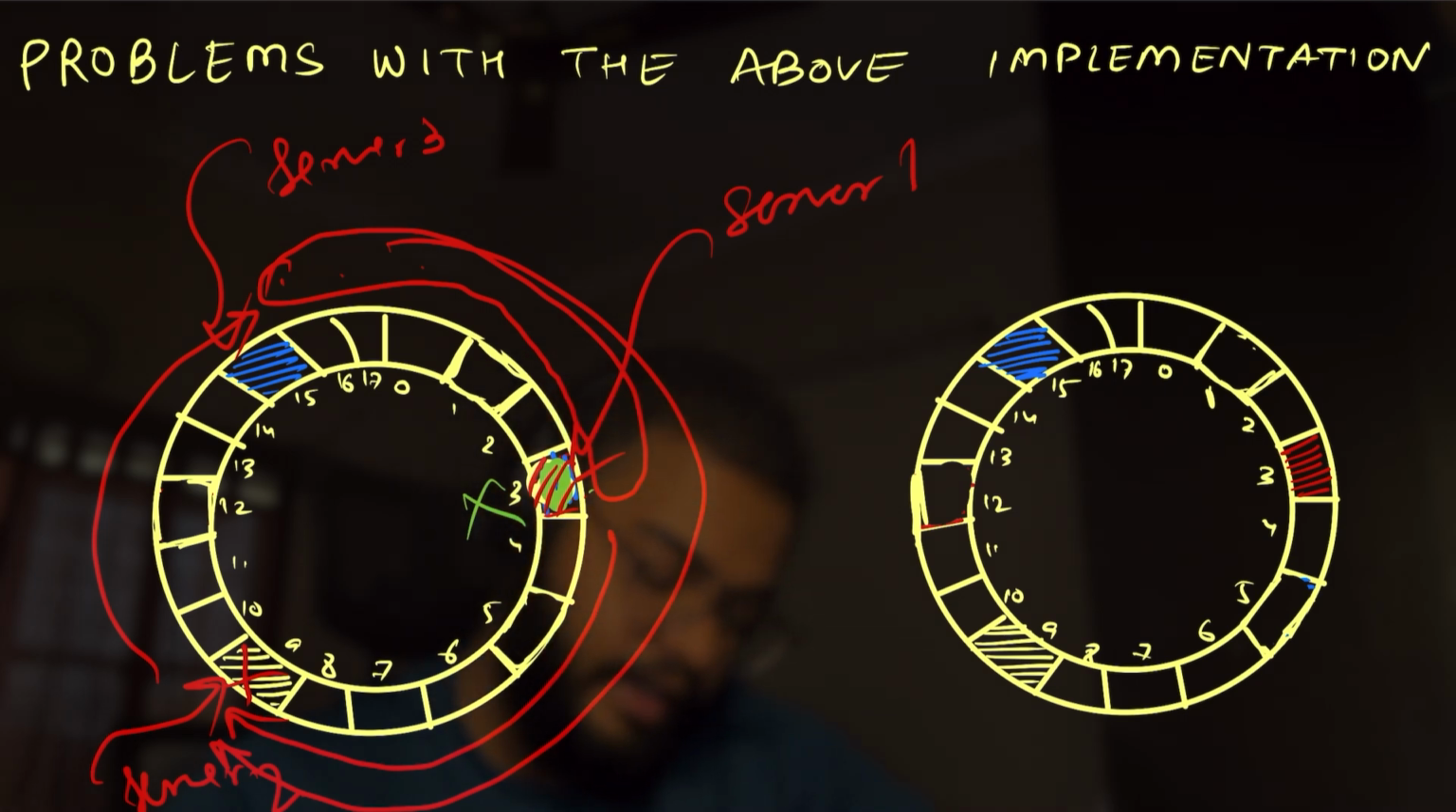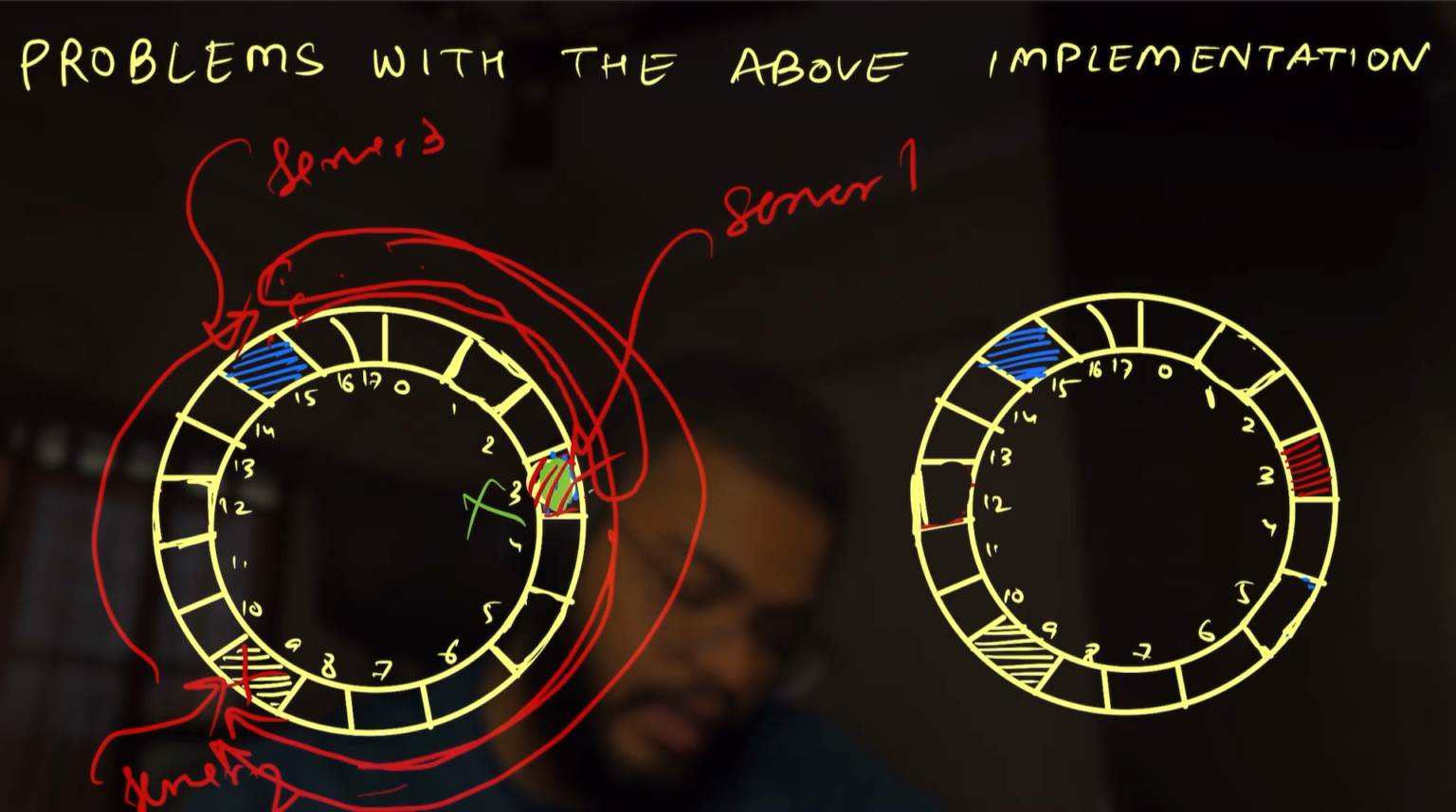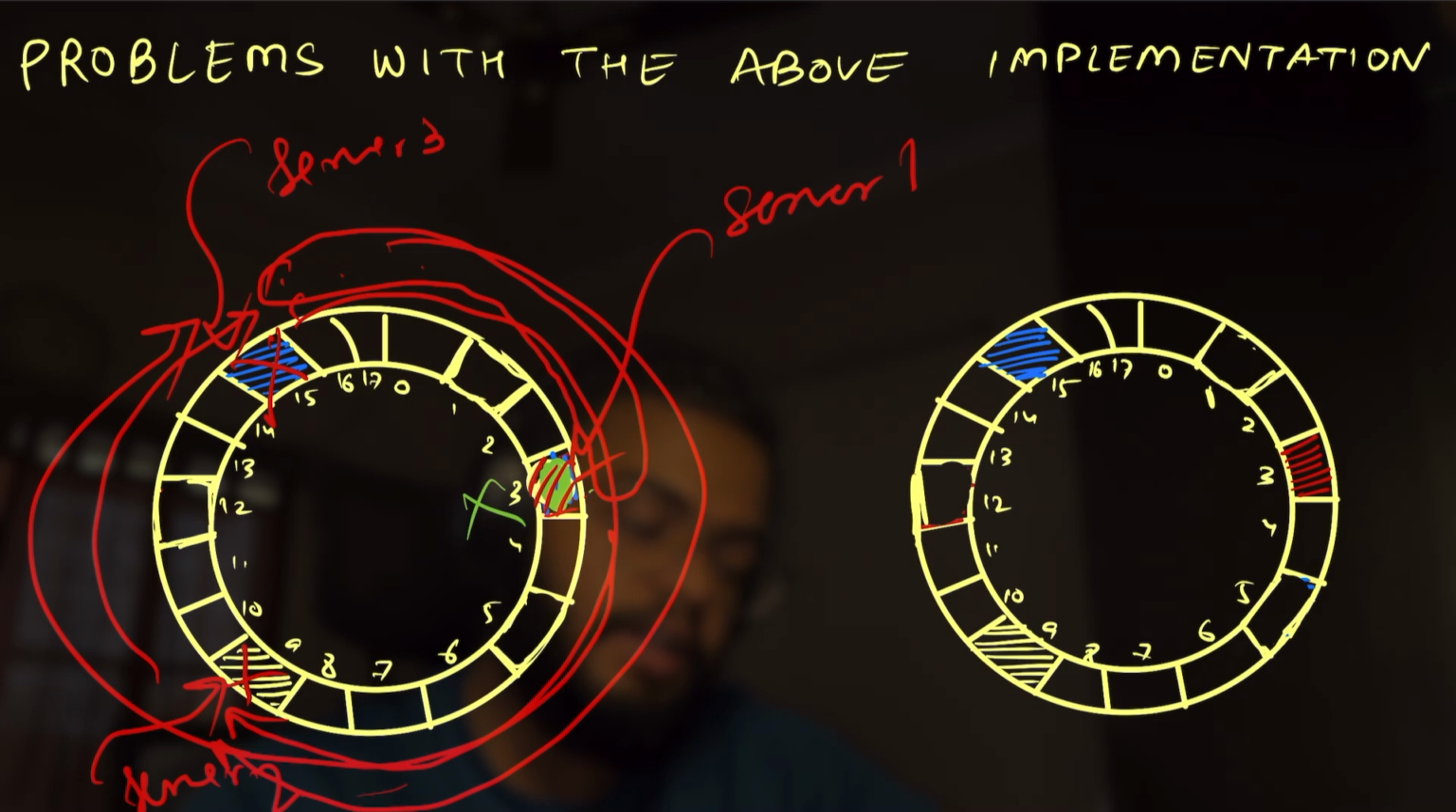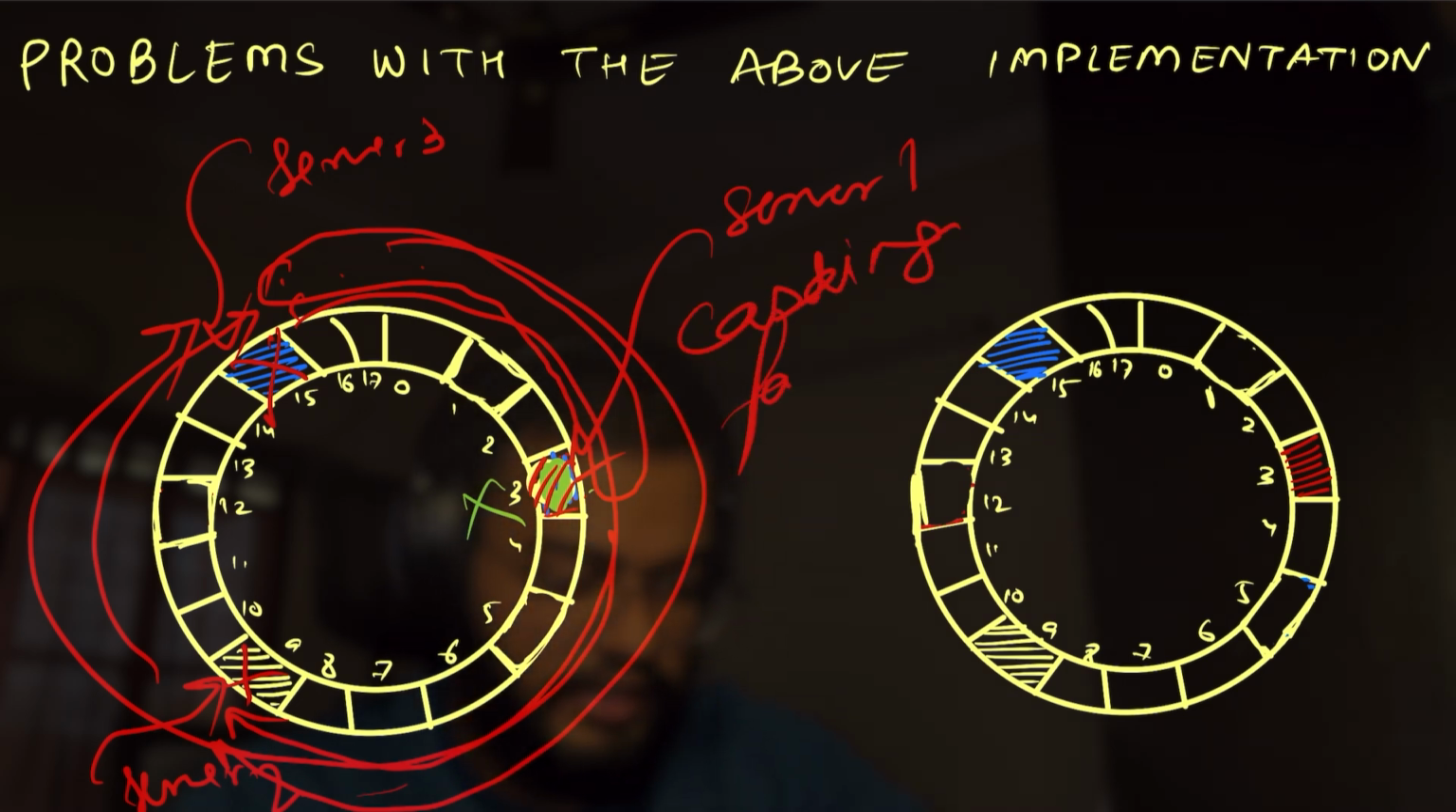And due to this failure, the complete load would be handled by server 3, leading to failure of server 3 as well. So this is the situation of a typical cascading failure.